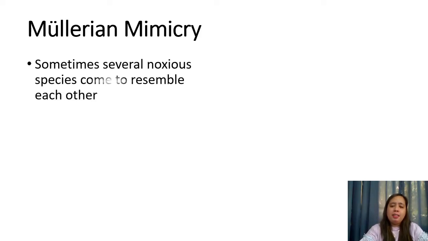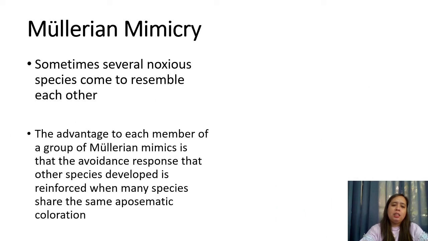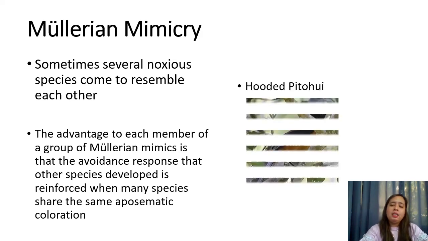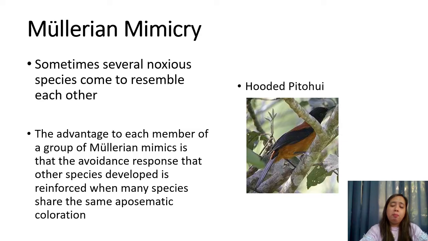Now, Mullerian mimicry, this is where several noxious species come to resemble each other. The advantage to each member of the group is that the avoidance response that other species may develop will be reinforced when many of the species share the same aposematic coloration, or at least body coloration. So a great example here is your hooded pitohui.